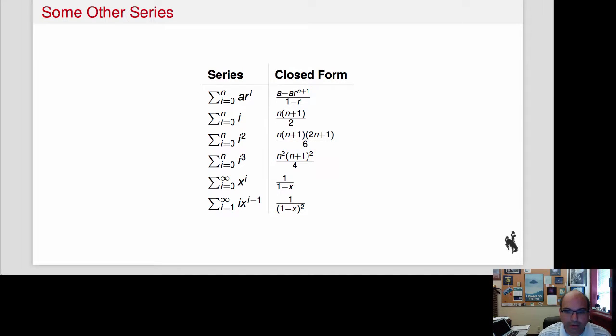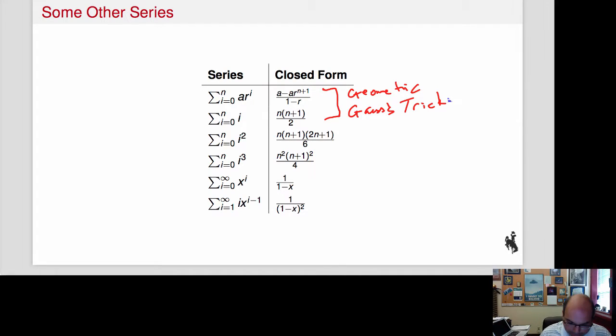So I want to try to look at some new series and also put in context some of the results we've already seen. These two are things we've already seen. What you see at the very top is just a geometric series, so that's something we know. We see here Gauss's trick, which is a simplified version of an arithmetic series.